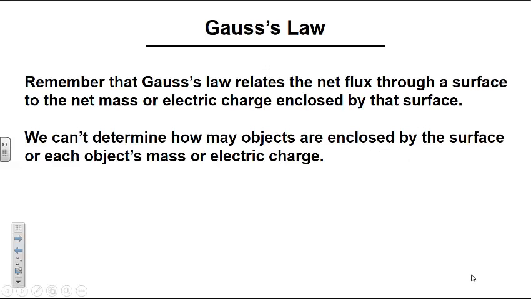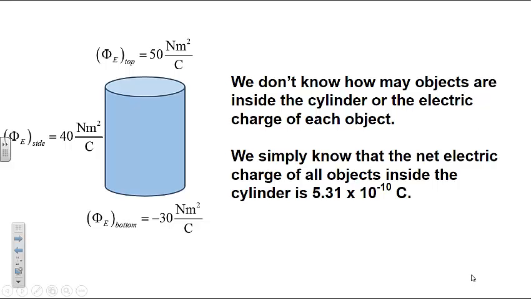It is important to emphasize that Gauss's law relates the net gravitational or electric flux through a surface to the net mass or net electric charge enclosed by that surface. We cannot determine how many objects are enclosed by the surface, or each object's mass or electric charge, or the location of the objects. We don't know how many objects are inside this cylinder, or the electric charge of each of these objects, or the location of each of these objects. We know only that the net electric charge of all objects inside the cylinder is 5.31 times 10 to the minus 10th coulombs.